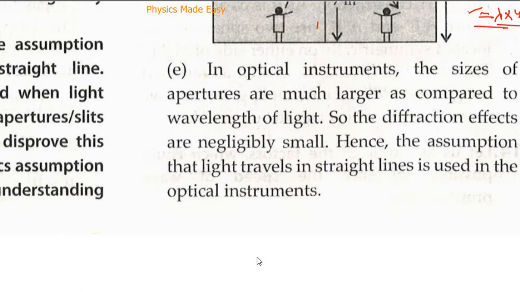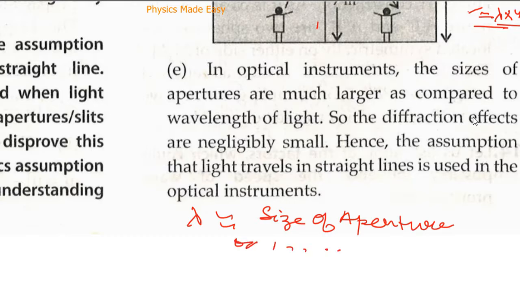Now, the important point is diffraction takes place only when the size of the aperture is comparable. I would like to say diffraction takes place only when the wavelength is approximately equal to the size of the aperture or size of the obstacle.